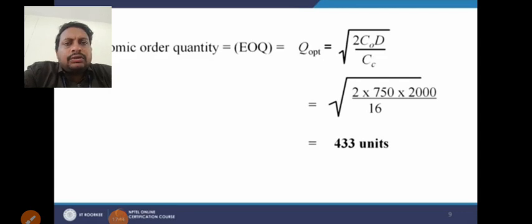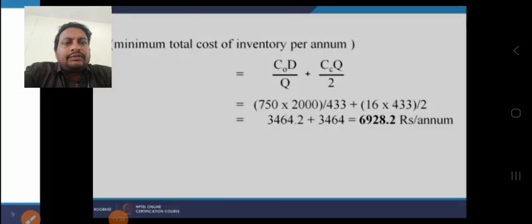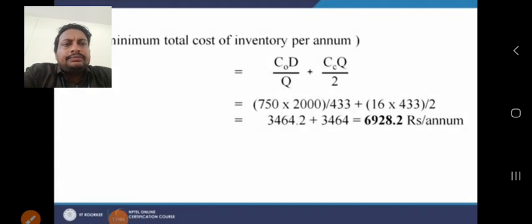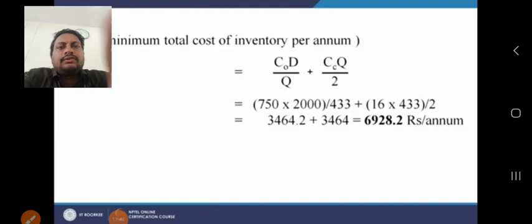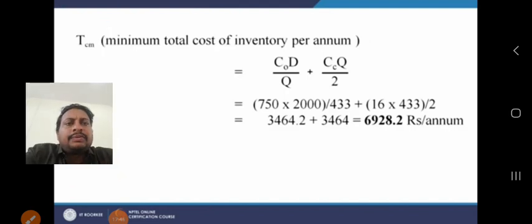Now we calculate the present system. Before that, we need to calculate the minimum total cost of inventory per annum, which equals ordering cost into annual demand by Q plus carrying cost into the average order quantity. That equals 6,928. So if we follow the economic order quantity, the minimum total cost of inventory is 6,928 per annum.